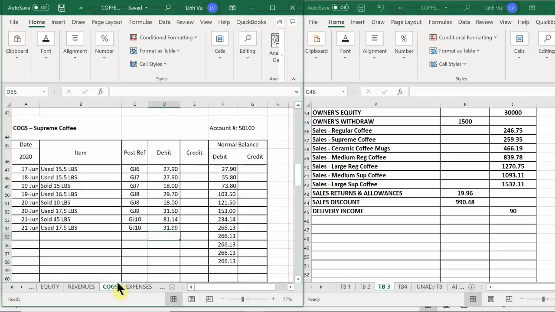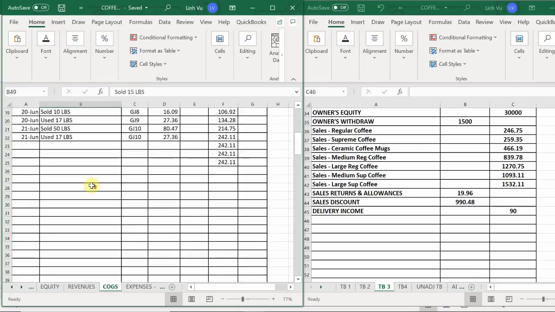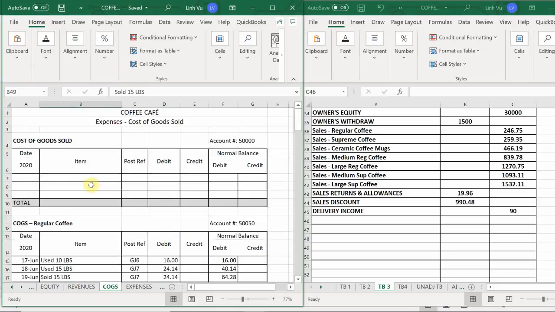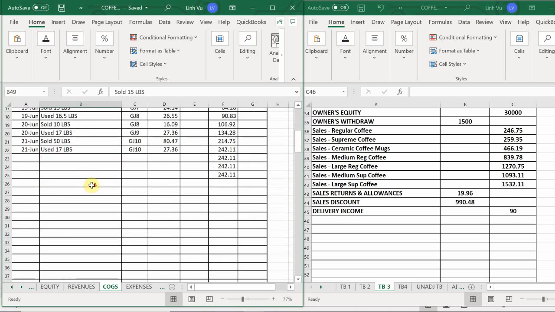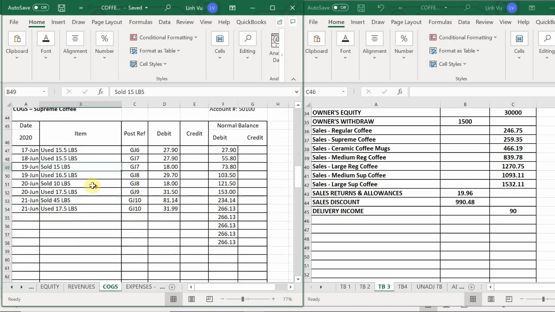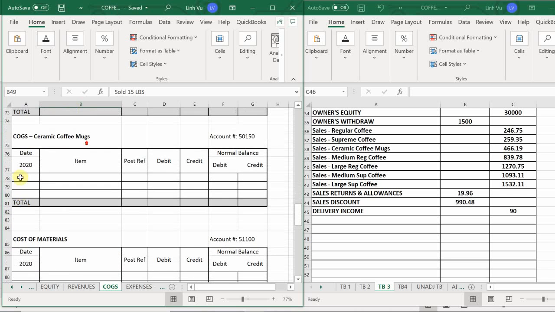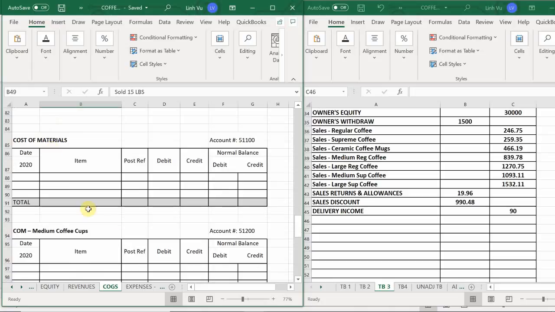Now we have a cost of goods sold. Good thing, only two accounts that we used in this table, right? We only have the cost of goods sold for regular coffee and the cost of goods sold for the supreme coffee, right? We haven't talked about calculating the cost of goods sold for the ceramic coffee mugs because that's at the very end. And cost of materials. So I've mentioned this very briefly. We will be calculating how much each cup cost. And when we do that, we subtract it and update our supplies to reflect how much we actually have left.